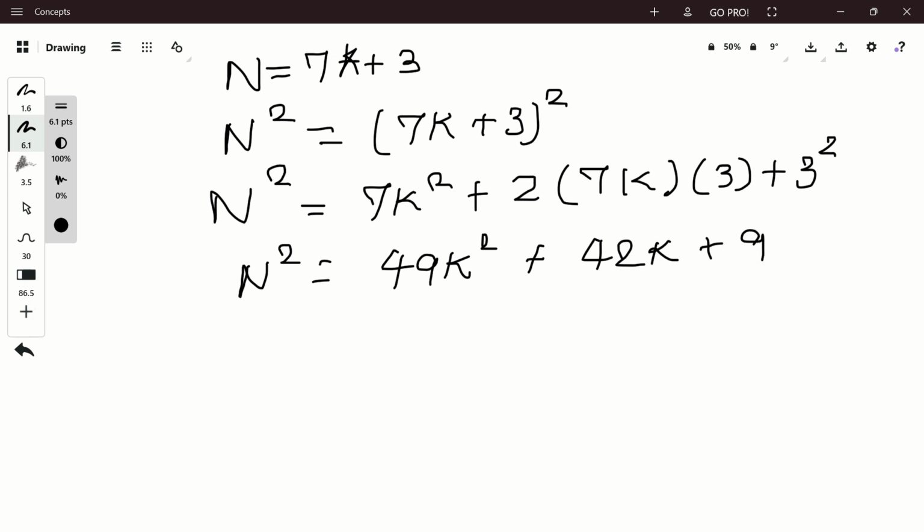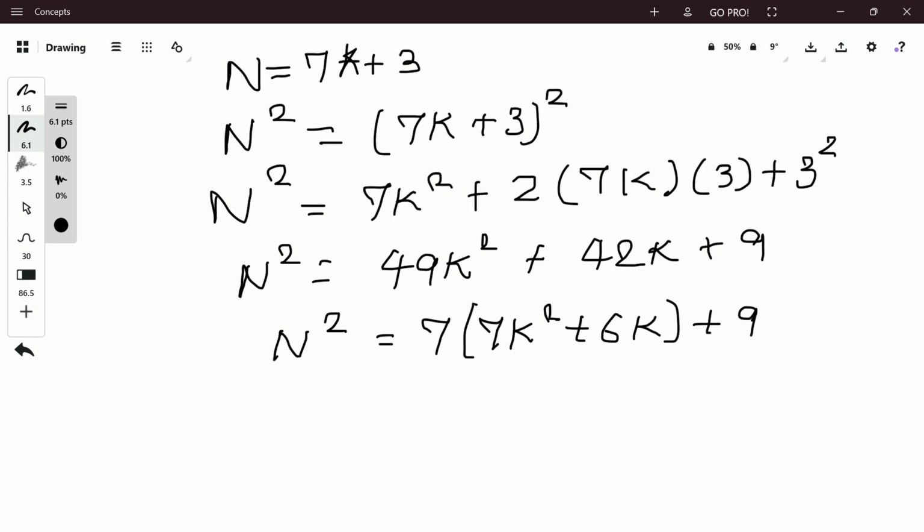Find the remainder when n square is divided by 7. Rewrite the expression by factoring out 7 from the first two terms. That is, n square is equal to 7 into (7k square plus 6k) plus 9. Now, express the constant term 9 as a multiple of 7 plus a remainder. That is, 9 is equal to 7 into 1 plus 2.